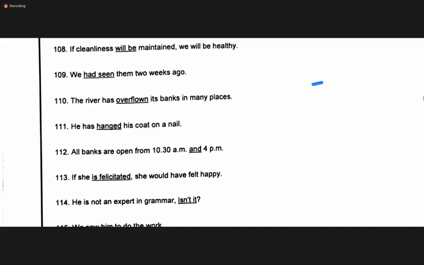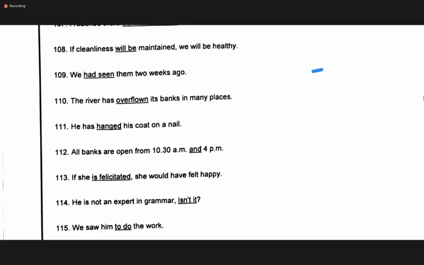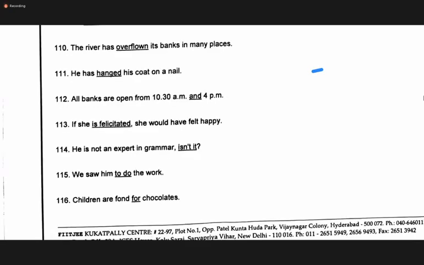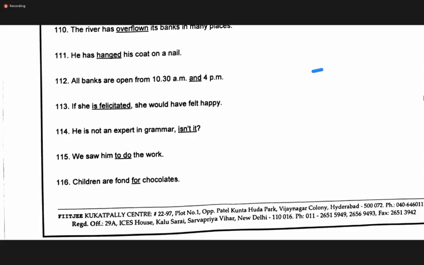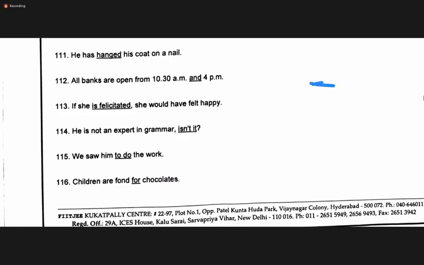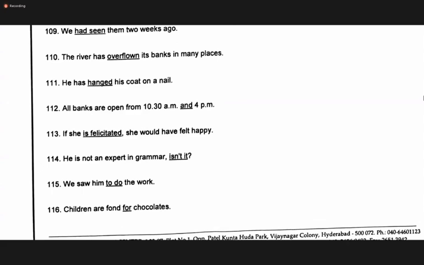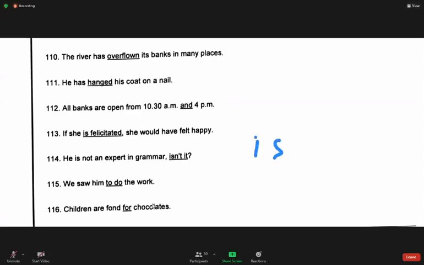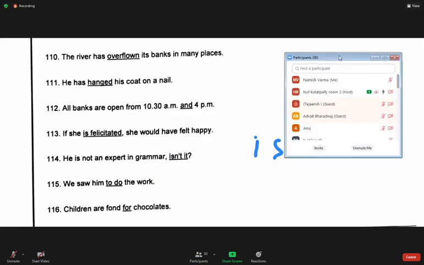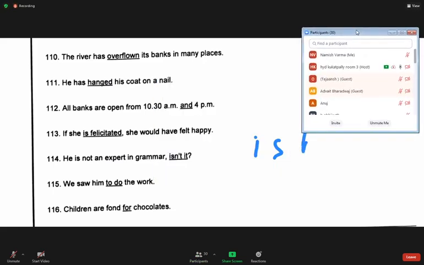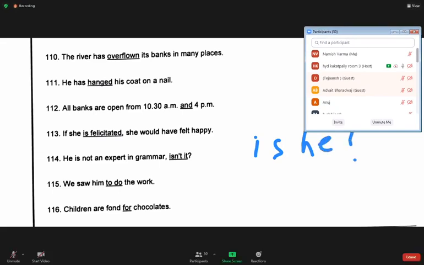Next, 114. He is not an expert in grammar. Is he? Isn't he? So sorry, it's not isn't he, it's is he. Because the statement is negative, the tag should be positive. Because the statement is positive, the tag should be negative. And is is the verb, so you can use the same is. And as it is positive, don't use a negative tag. And the subject is he, so the pronoun is he. So is he is the answer. I'm explaining this in detail in transformations, question tags.